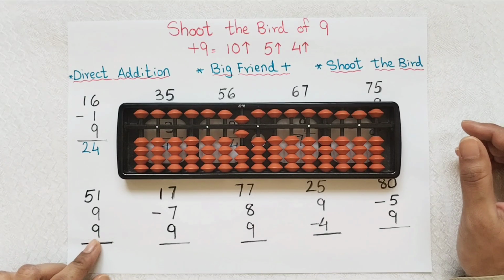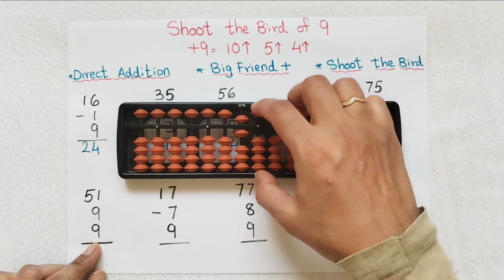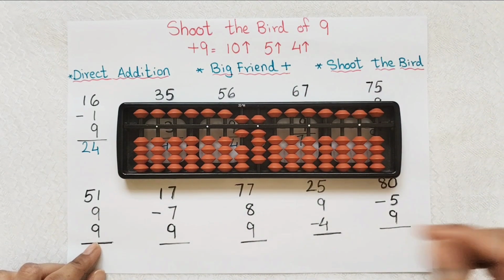Now again plus 9. How will I do plus 9? Can I use direct addition? Yes, I can. That's it. So my answer is 69.